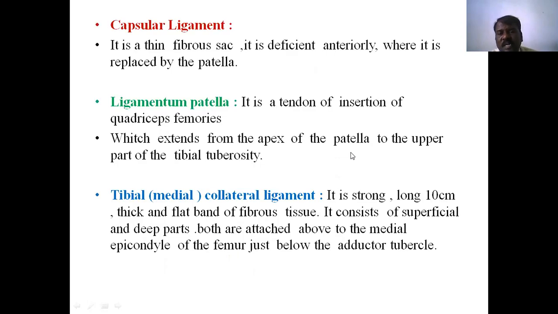First we discuss the capsule. It is a very thin fibrous sac. It is deficient anteriorly, where it is replaced by the patella. Next is the ligamentum patellae. It is the tendon of insertion of the quadriceps femoris muscle.